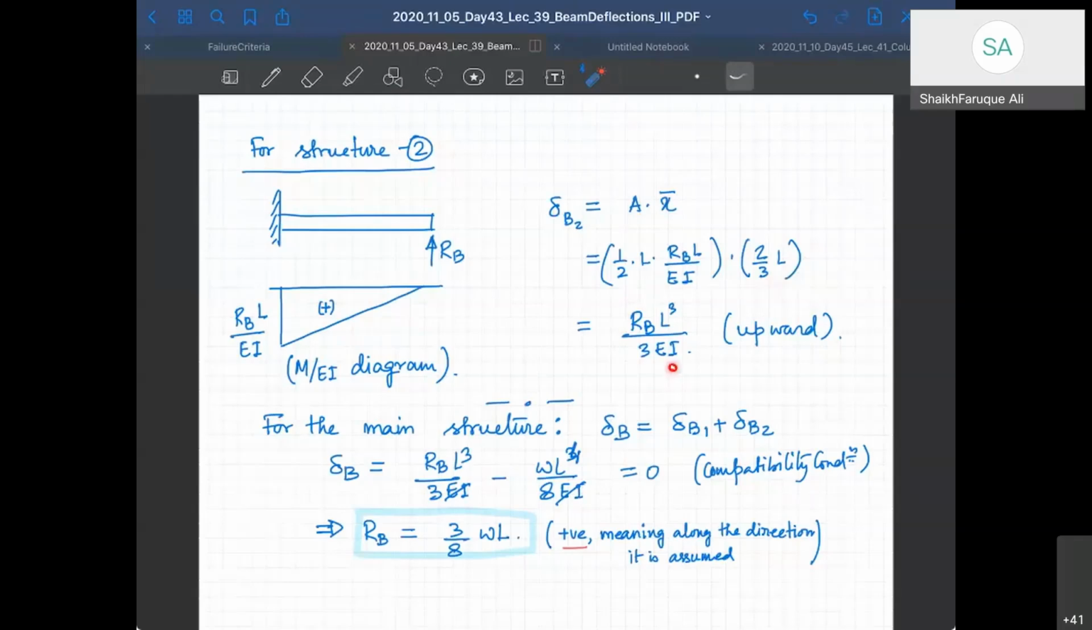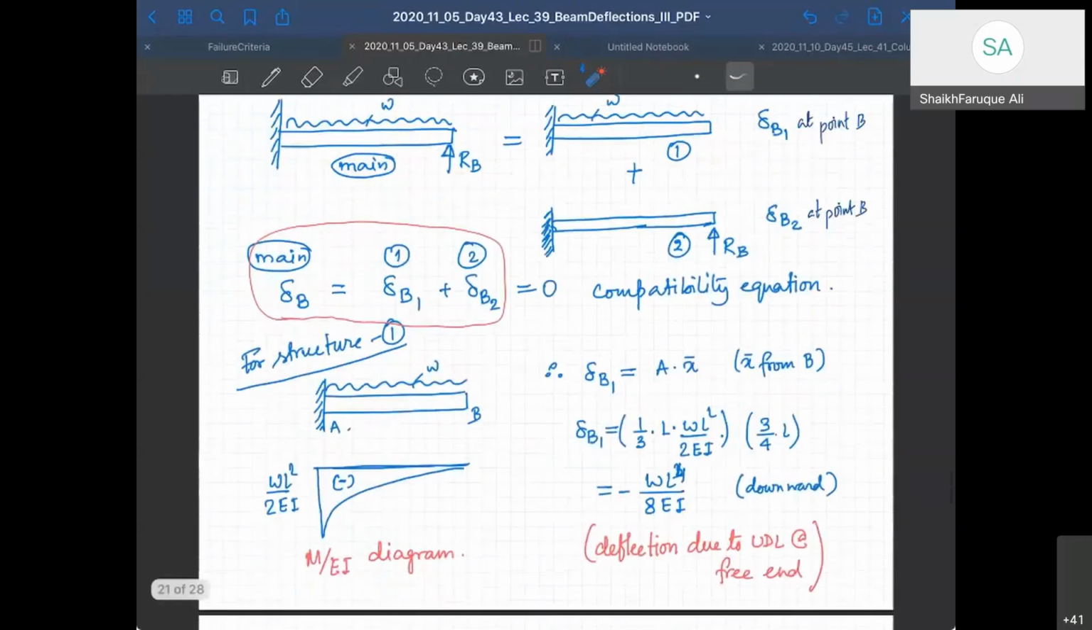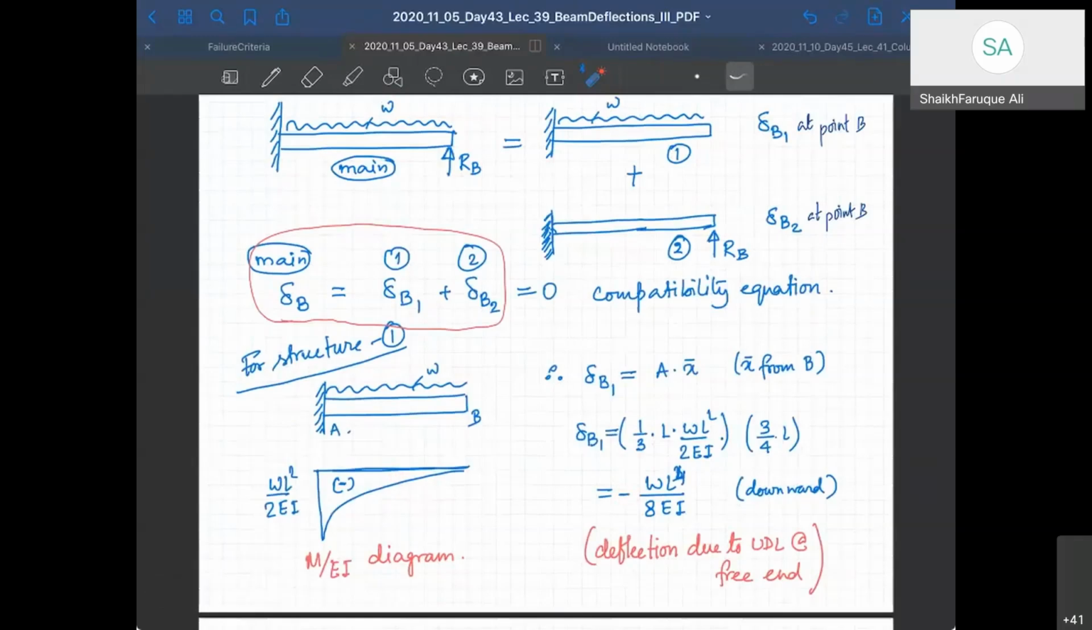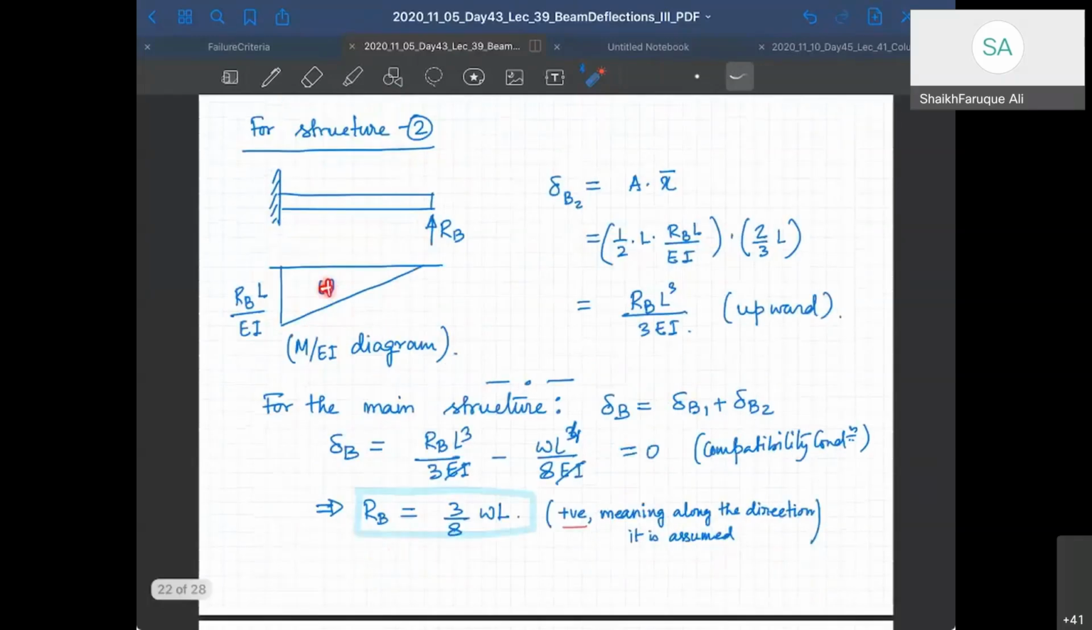So now I know delta B1 plus delta B2 should be equal to 0. Now one of them should be negative because one bending moment is negative. So this is my negative deformation, and this is a positive bending moment, so this is my positive deformation. So minus delta B1 plus delta B2, right? This minus sign comes here, and once you solve it, you get RB equal to 3/8 WL.